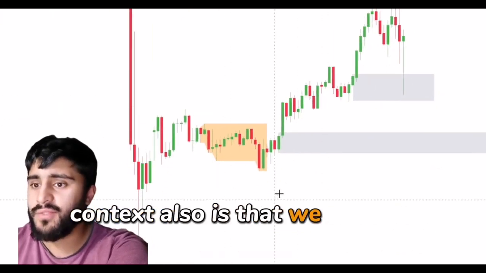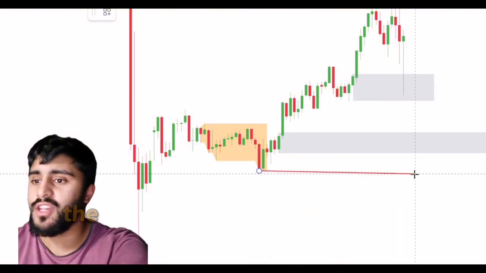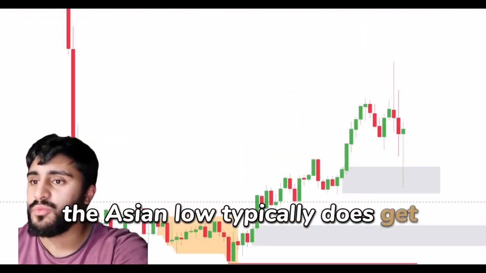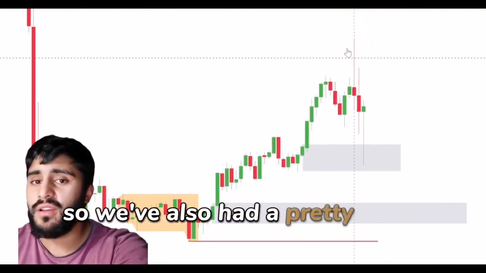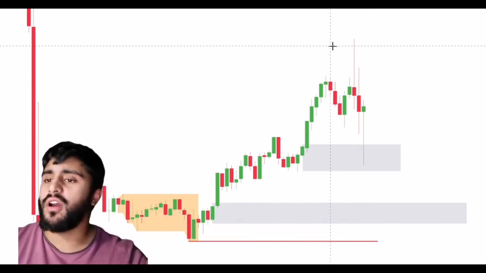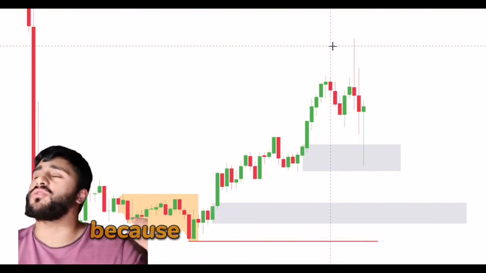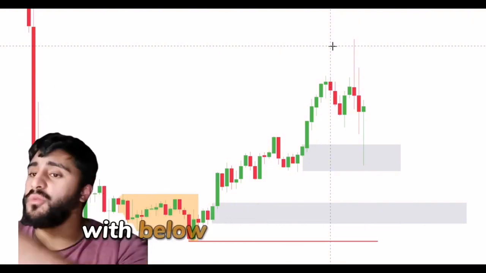Context also is that we haven't taken out the Asian low, so be mindful that when price takes out the Asian high, the Asian low typically does get swept, right? So we've also had a pretty large wick over here. So again, context-wise, we're looking for kind of sells going off from the heavy FOMC. We're not looking to hold sells for too long because of the large sell-off. We're below the weekly opening.